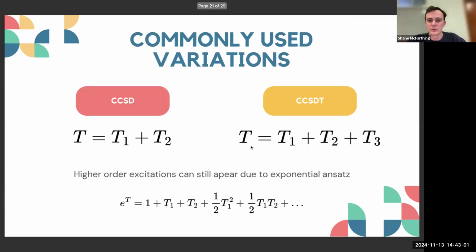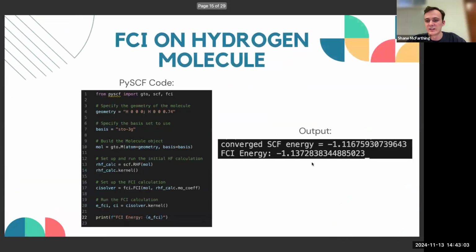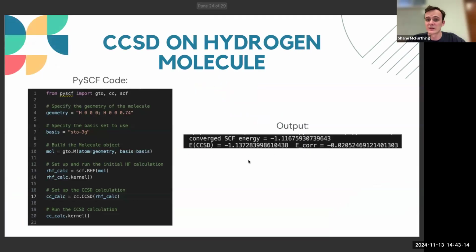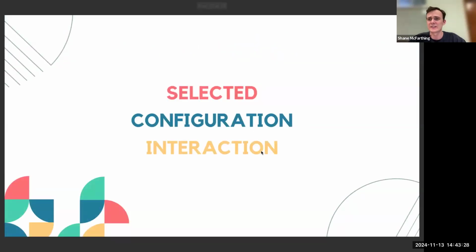Then if I go back to full CI, you can see that the CCSD is within a meaningful level of accuracy to that. It's accurate up to at least the 4th decimal place. So for a small system like H2, which is not very complex, CCSD is very good. But obviously the problem comes in when you're trying to apply this to a really large system and you need to take into account lots of excitations. It gets very expensive. So that takes us to the last method that we're going to consider in today's lecture.